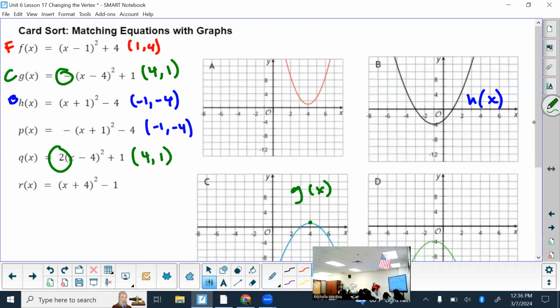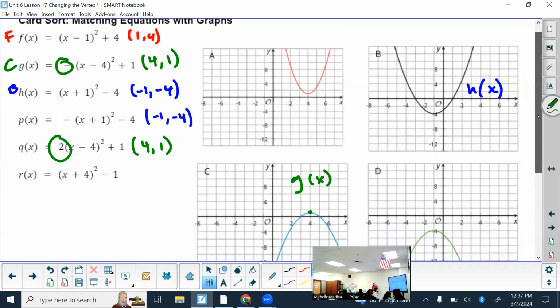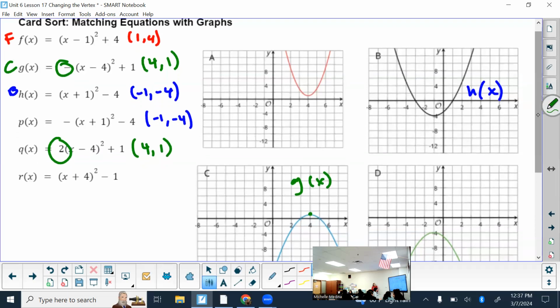Table 3, you want to redeem yourself? Which other one has a vertex in the same spot? No, like the graph. Which other one has a vertex at 4, 1? I have them on the screen too. Graph A, good. So graph A goes with Q of x, because it has a vertex at 4, 1, and it opens upward. Questions on that?